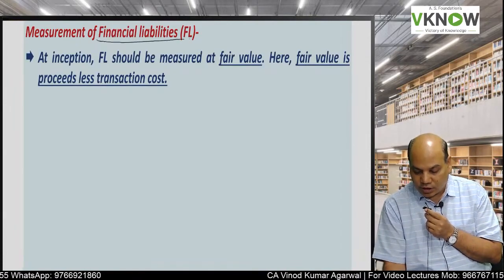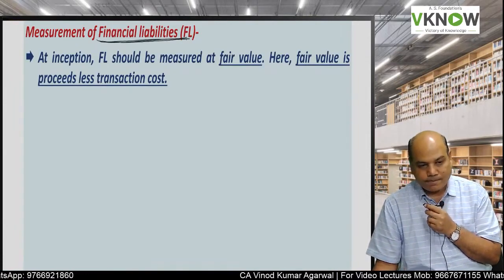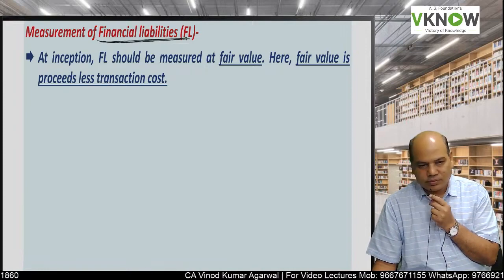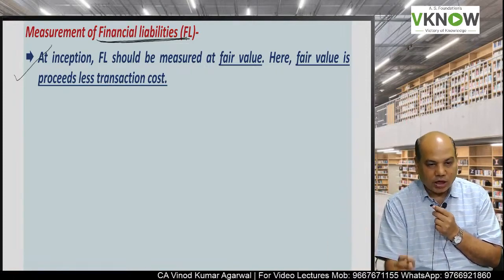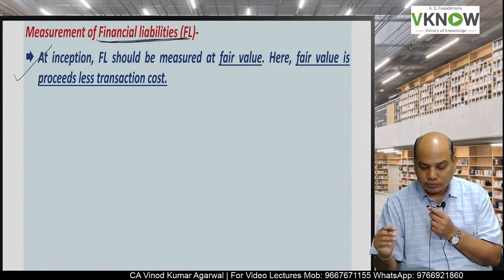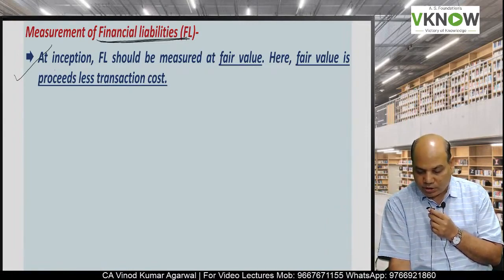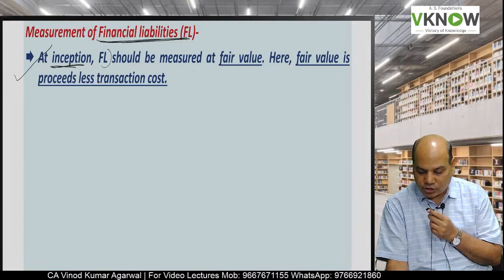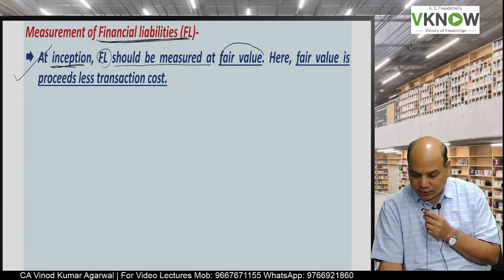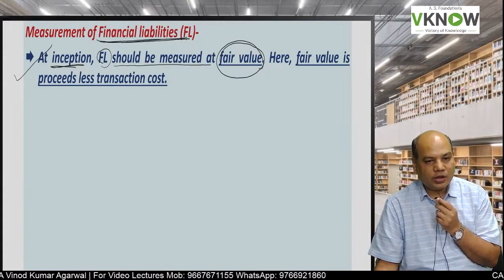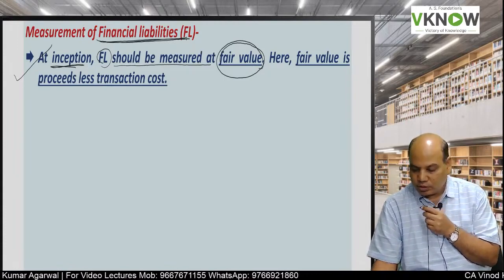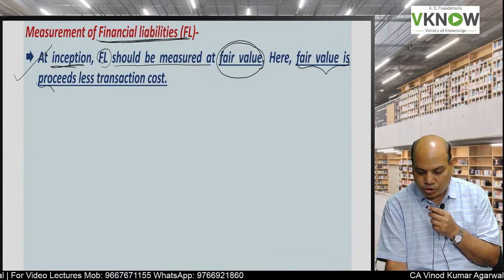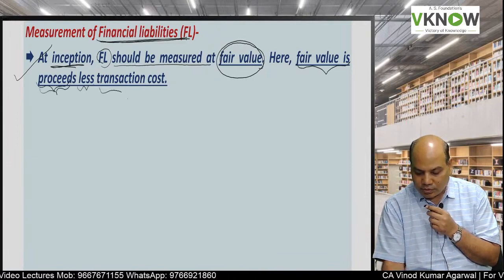So let us understand the accounting of financial liability. Very important, highly tested in the exam. Kindly pay attention. We have understood the definition part. Now let us come to the accounting measurement part. At the inception, financial liabilities should be measured at fair value. Now what is fair value in the case of financial liability? Fair value means proceeds minus transaction cost.